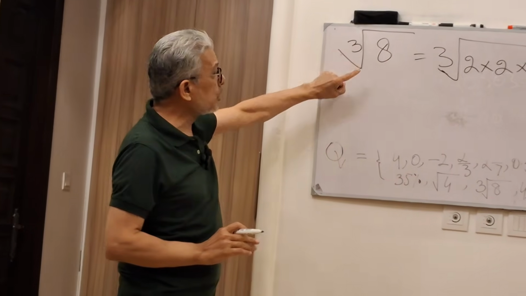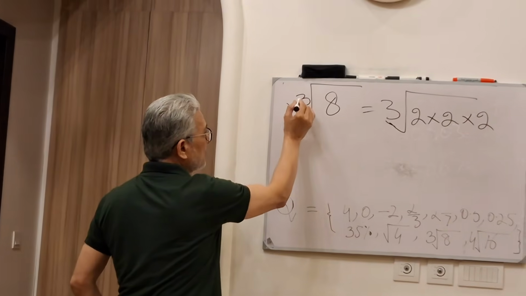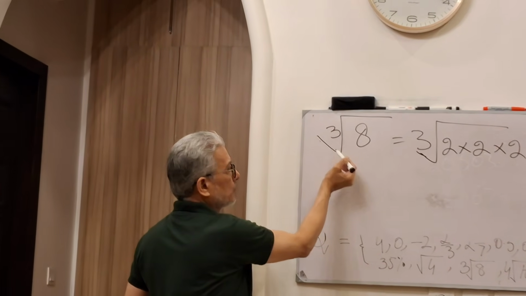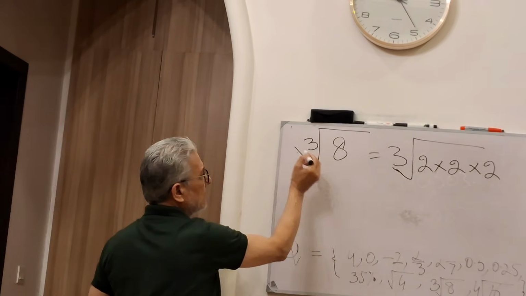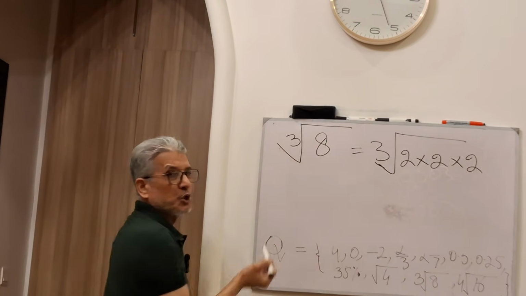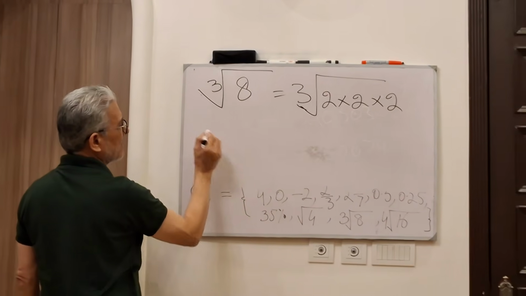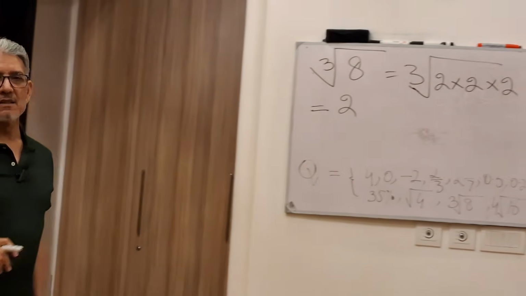This is called cube root. When you put 3 here, this shows cube root, and this sign of root with 3, we call it cube root. Cube root of 8. So what is the answer of cube root of 8? The answer is 2.